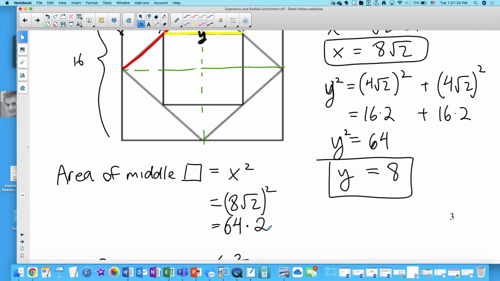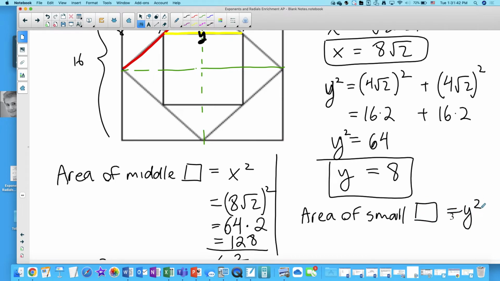And then the area of the small square will equal y squared, because we called y the side length of the smallest one. So that is 8 squared, which is 64. And in fact, we keep having, because 16 times 16 is 256, the middle square's area is half of the original, and then the smallest one is half of the middle one.